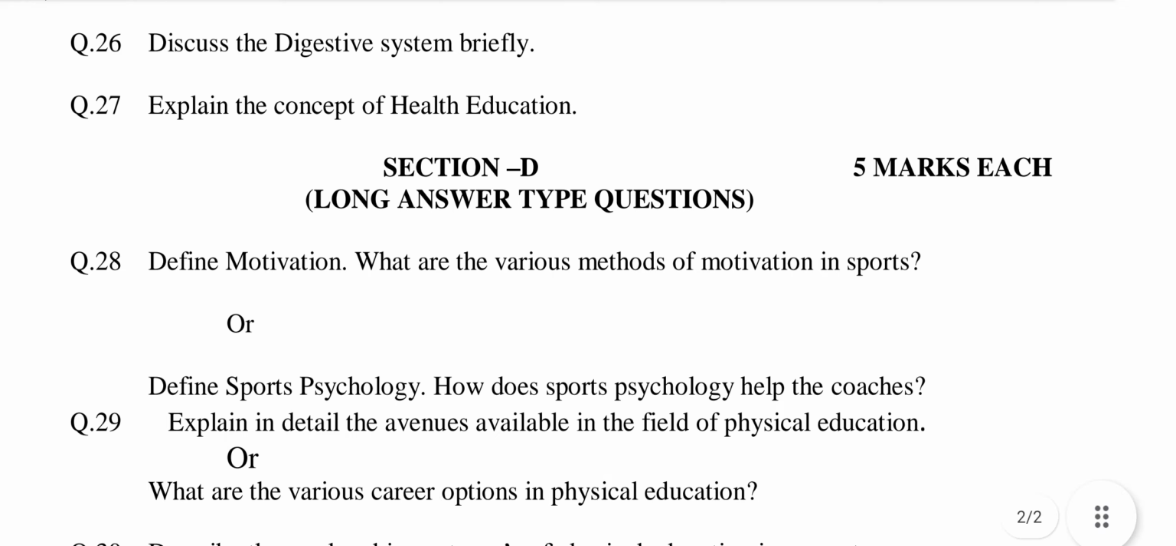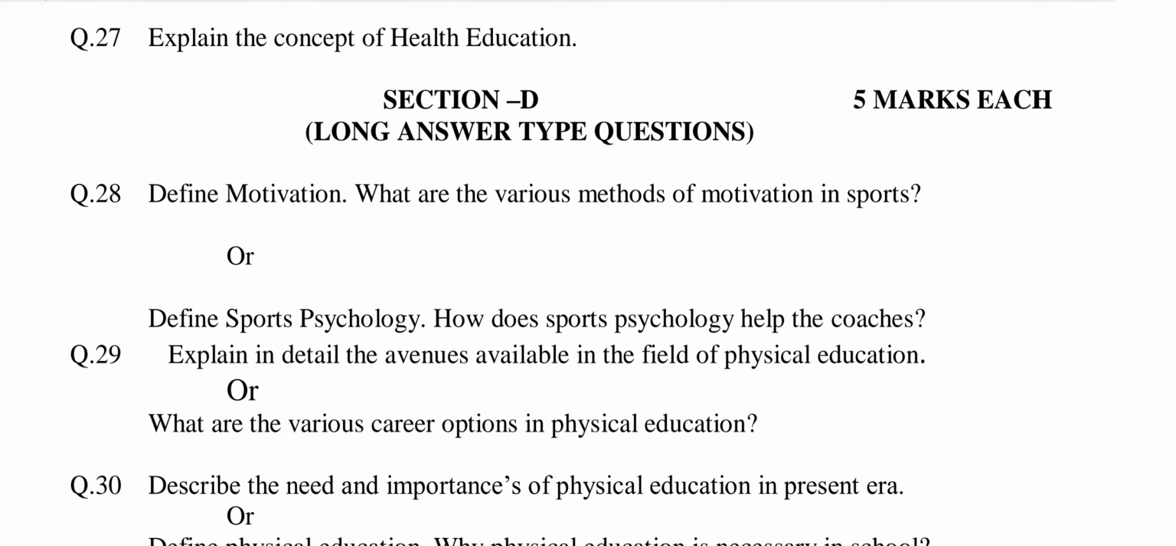Discuss the digestive system briefly. This question is related to chapter number 2, Physiological Aspects of Physical Education. The answer may be, the digestive system includes mouth, throat, esophagus, stomach, small and large intestines, rectum and anus. It also includes the salivary glands, liver, gallbladder and pancreas, which make digestive juices and enzymes that help the body digest food and liquids.